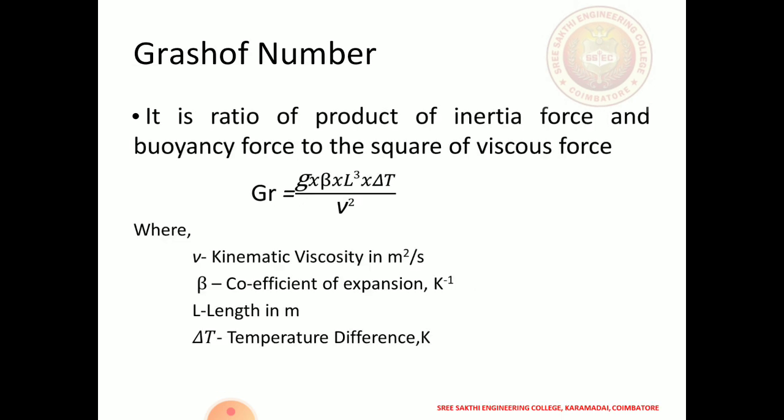Grashof number is defined as the ratio of the product of inertial force and buoyancy force to the square of viscous force. So Gr equals g into beta L cube delta T divided by nu square, where nu is kinematic viscosity, beta is the coefficient of expansion, L is length, and delta T is temperature difference. Grashof number has a role in free convection similar to that played by Reynolds number in forced convection.